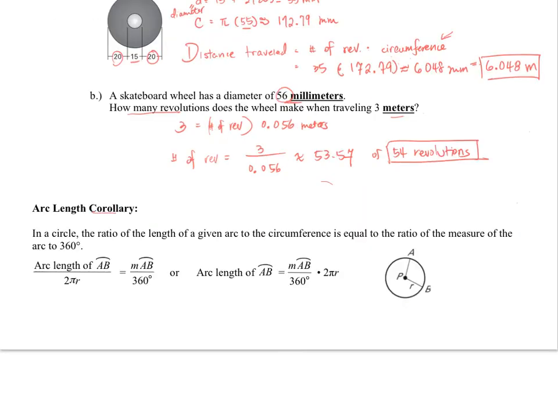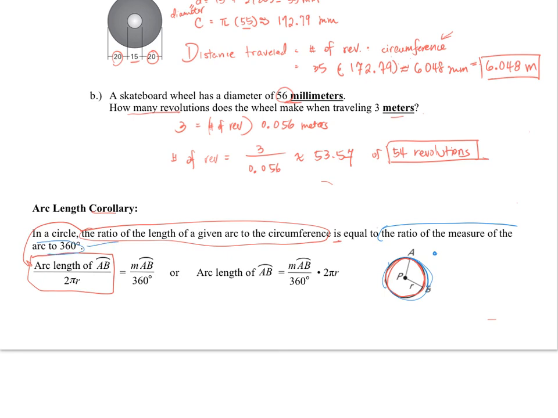The arc length corollary. In a circle, the ratio of the length of a given arc, so the length of this, to the circumference, meaning the distance around the circle, this part, is equal to the ratio of the measure of the arc, measured in degrees, to 360 degrees, meaning around the circle. So this part refers to this part.